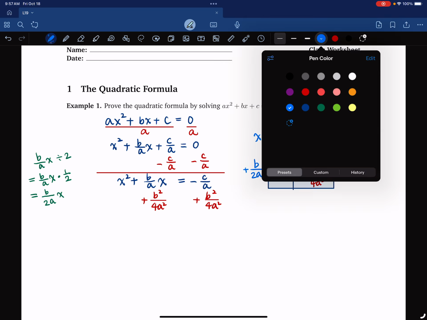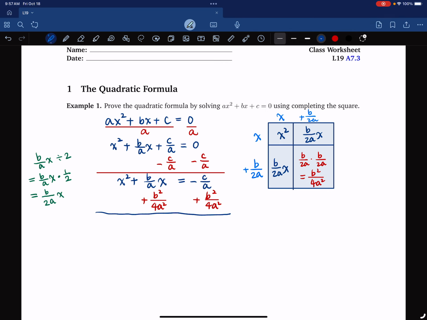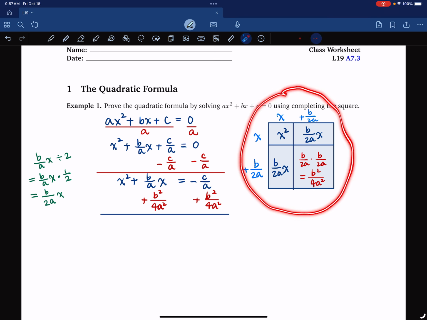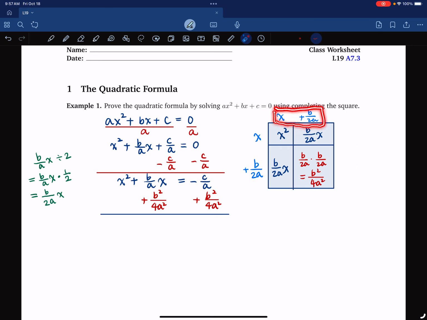Okay, and this will give me the square on the left hand side. Since we completed the square, I can write it as a perfect square. Just to look at this visual again, the big square has a side of x plus b over 2a. So I simply write it as a perfect square: x plus b over 2a, squared. That's the left hand side.